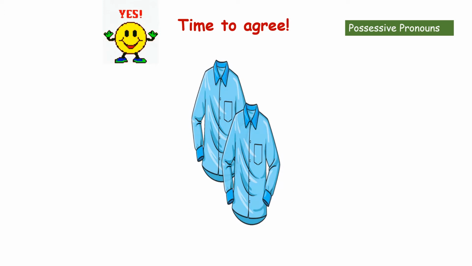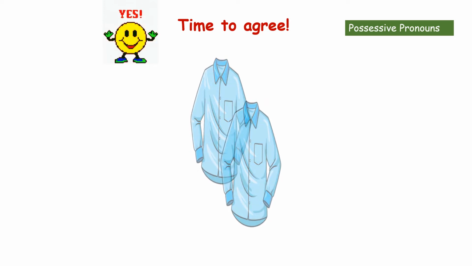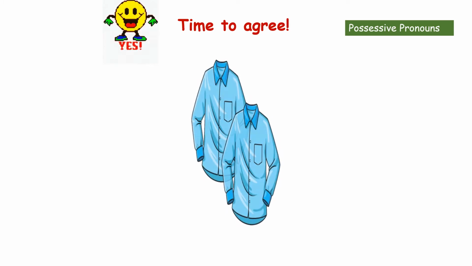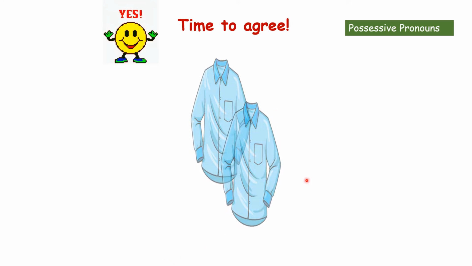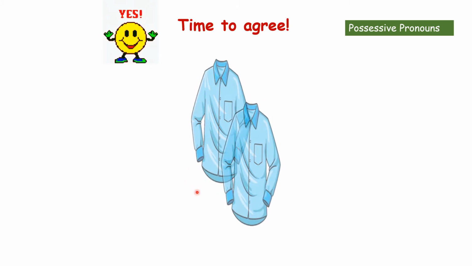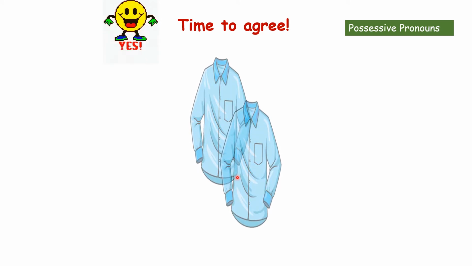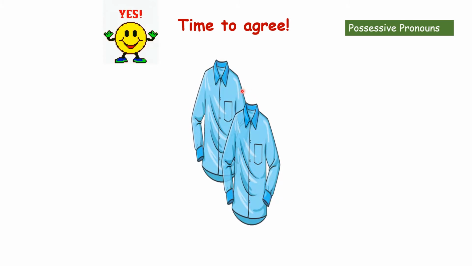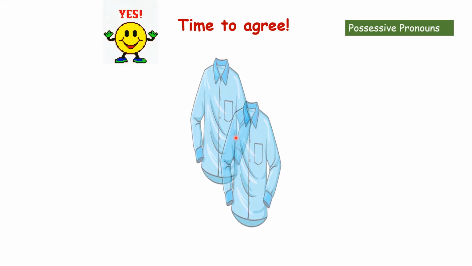Let's proceed the lesson by learning how to ask about many things and answering the question using possessive pronouns. Before that, have a look at the picture here. What do you see in this picture? Yes, these are shirts. How many shirts do you see here? Very good. There are 2 shirts here. So, when there are 2 shirts, meaning to say this is more than 1, they are considered as many.